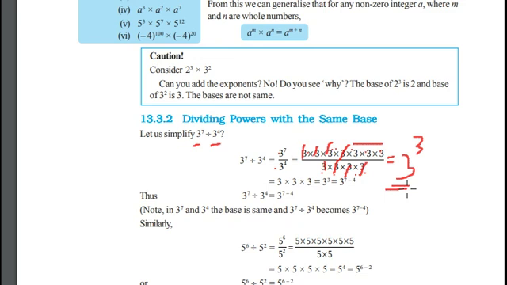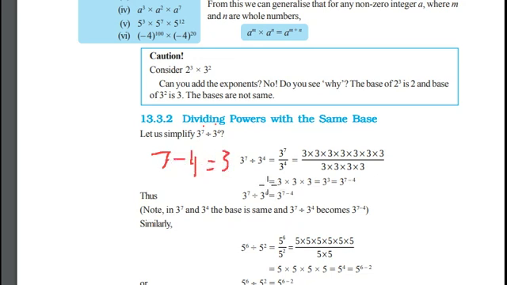So we can notice one thing here. The exponents are 7 and 4. 7 minus 4 is equal to 3. When we divide powers with same number, we will subtract the exponents. The first exponent is 7 and the second exponent is 4. Notice that the first exponent should be greater than second exponent. So this could be written as 3 to the power of 7 minus 4, which is equal to 3 to the power of 3.